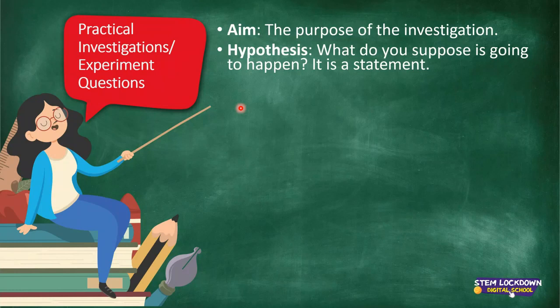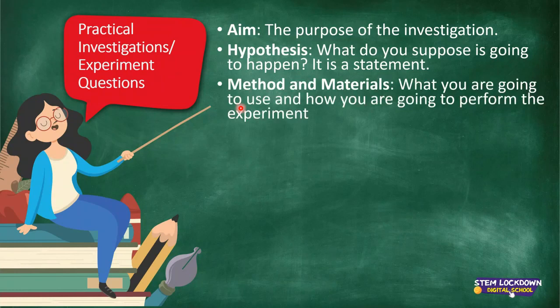Then we have method and materials. What are you going to use? How are you going to perform the experiment? Your method and materials are an important part of the experiment because you need those for the actual experiment to take place.